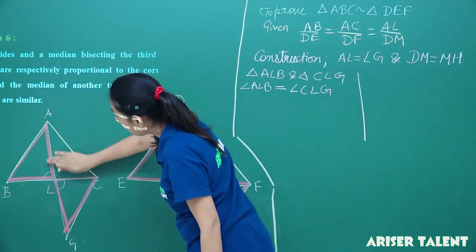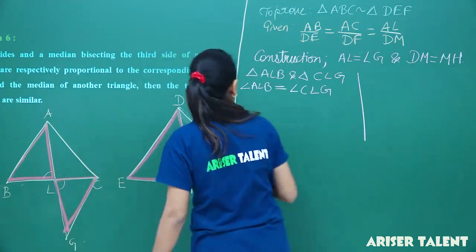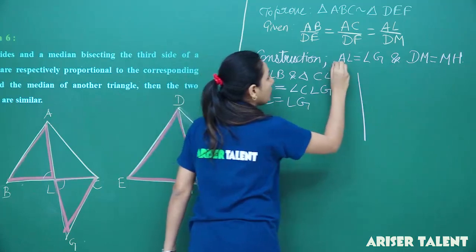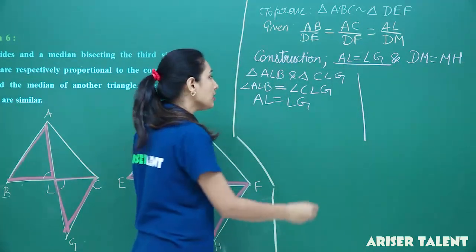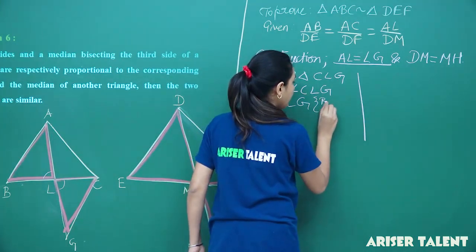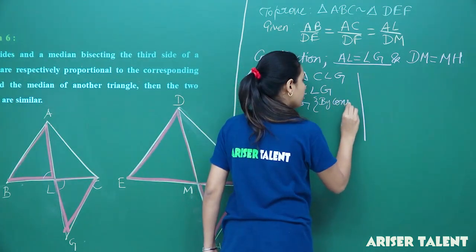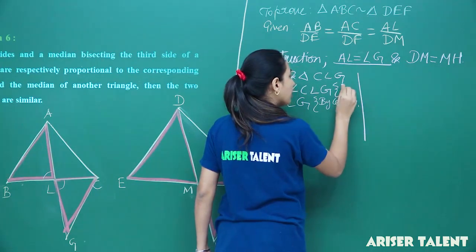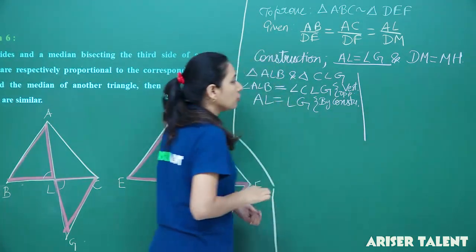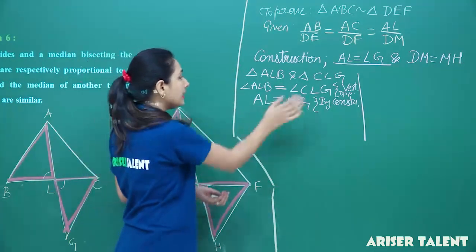Now, see, AL equals LG by what? By construction, by our construction. So I can write it by construction, and this was the vertically opposite angle. So mention all these things here.